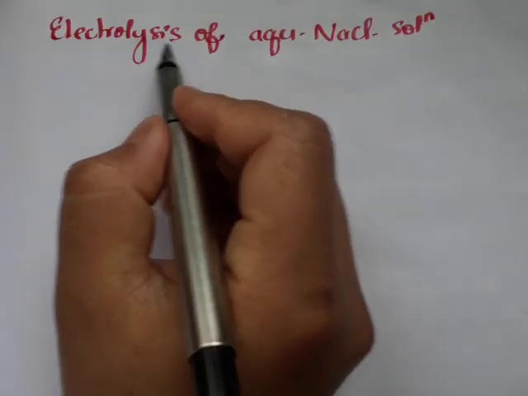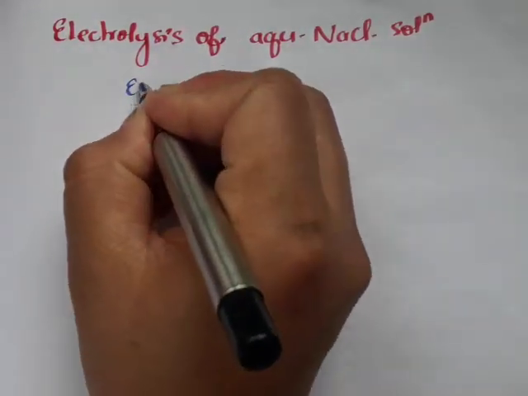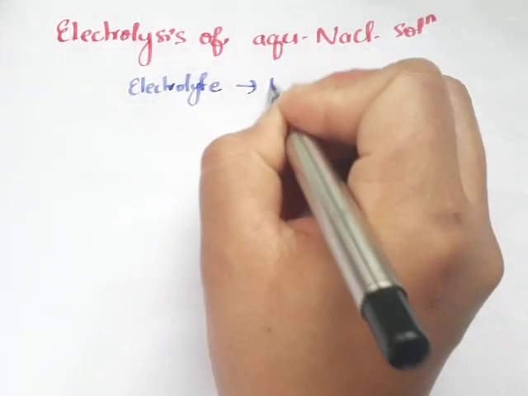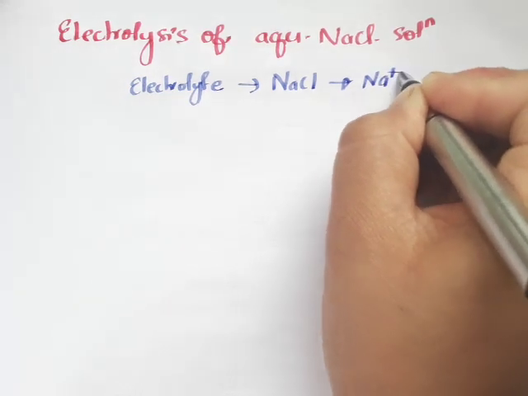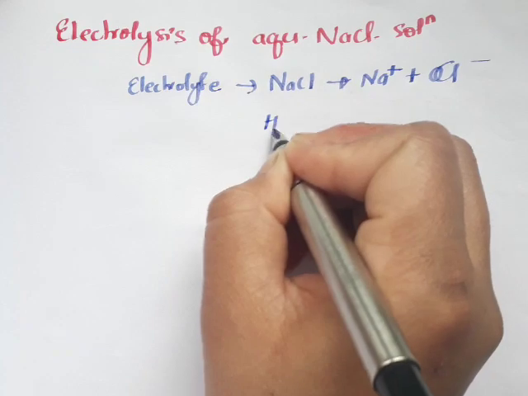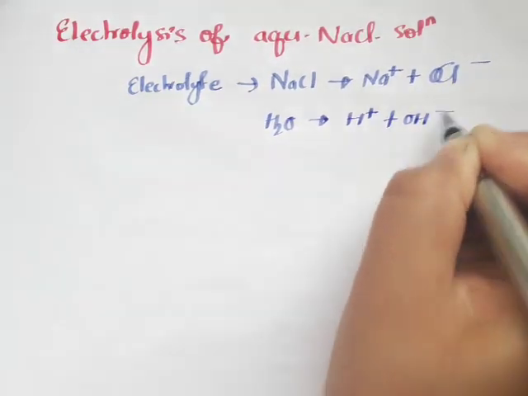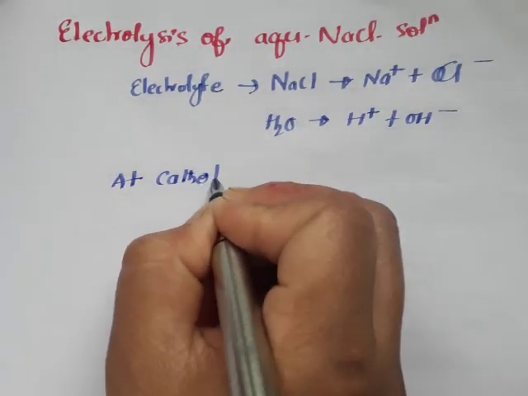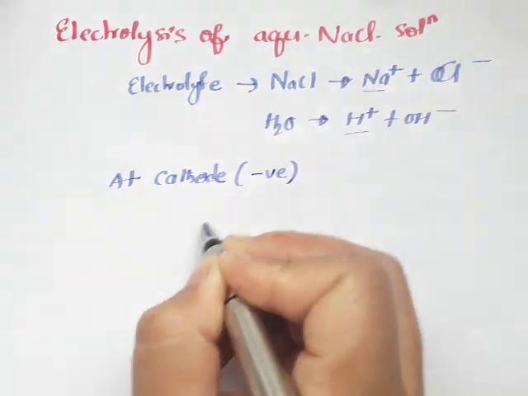Now let us discuss electrolysis of aqueous NaCl solution. Now what is the electrolyte present here? It is your aqueous NaCl, NaCl in water. So NaCl conducts electricity again in aqueous medium because ions are present, and water also dissociates as H plus and OH minus. Now at cathode, which is your negative electrode, which ion will migrate? Your Na plus and H plus.